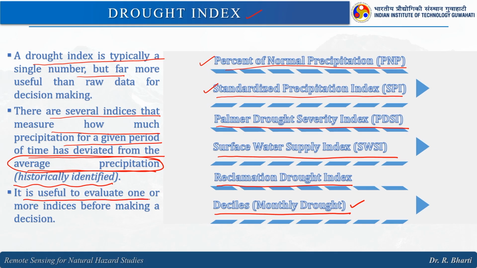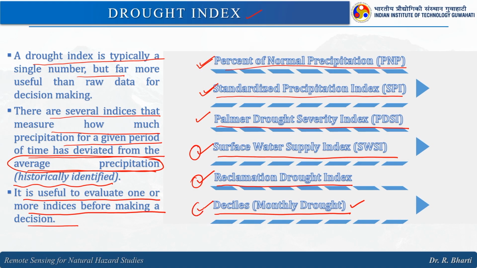It is useful to evaluate one or more indices before making a decision. I mentioned this in the previous lecture also. If you consider using PNP, SPI, PDSI, SWSI, RDI or decile, all of them have their own limitations, right. To overcome this, we need to use at least 2 or 3 drought indices, so that the common area will be accurately identified and we can confidently say this area is under water stress.